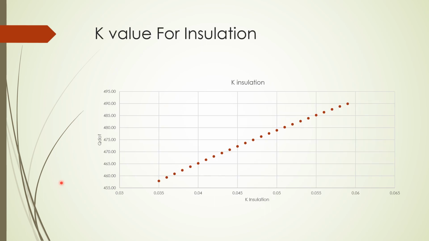And then for our third parameter that we changed, it was the K value for the insulation. So we increased the K value, and as you can see there's a linear change with Q dot. Linearly, when K increased, Q dot increased, which is opposite of our goal. So to redesign this wall, we want a lower K value.